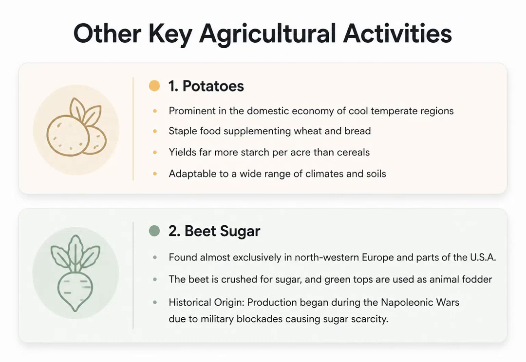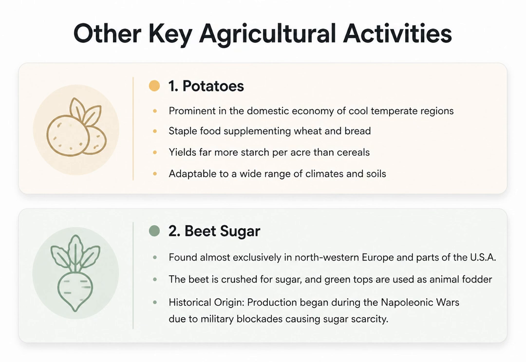2 other crops play a vital role in this climate: potatoes and sugar beet. Potatoes are a staple food for millions here, supplementing wheat. They are incredibly valuable because they yield far more starch per acre than any cereal and can grow in a variety of soils. Then we have beet sugar, which is cultivated almost exclusively in northwestern Europe and parts of the US. The root is crushed for sugar, while the leafy tops feed livestock. Interestingly, extracting sugar from beets really took off during the Napoleonic Wars, when military blockades cut Europe off from tropical cane sugar imports.